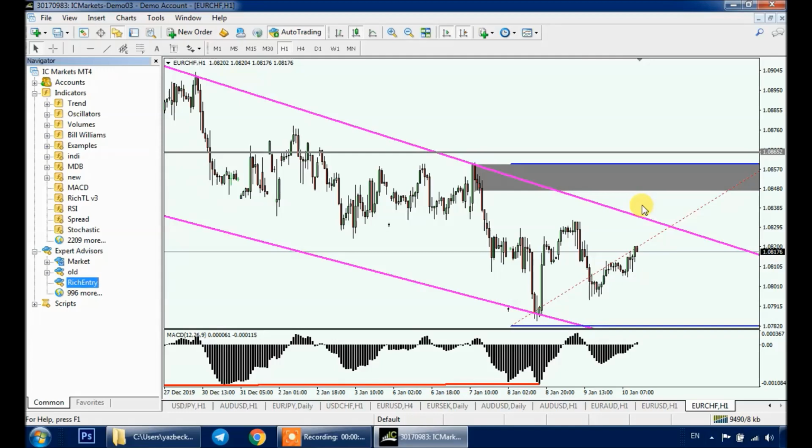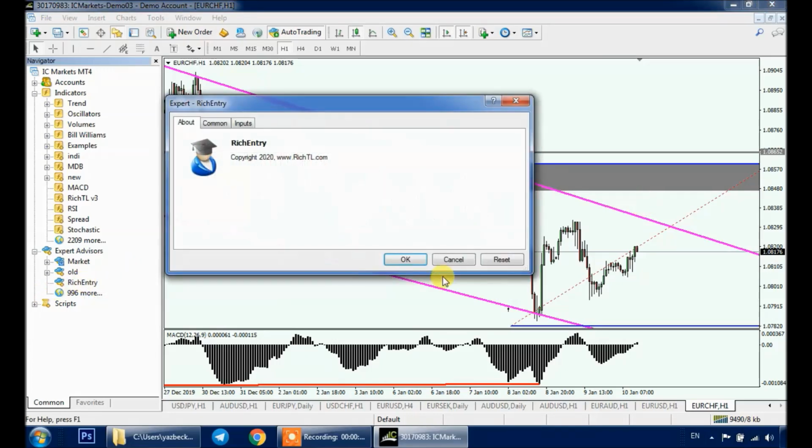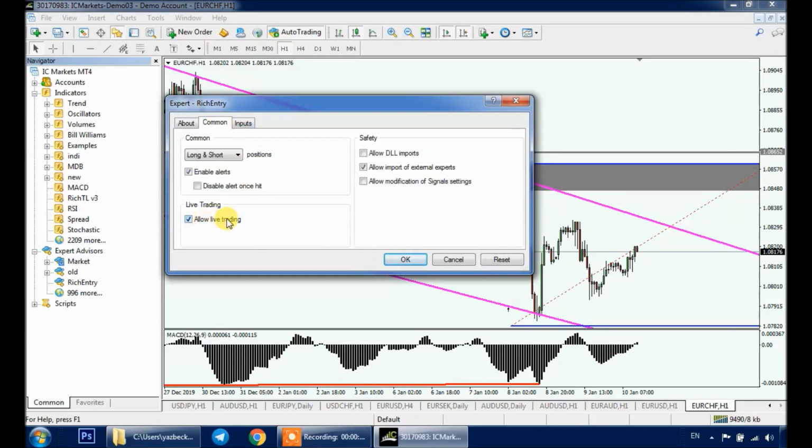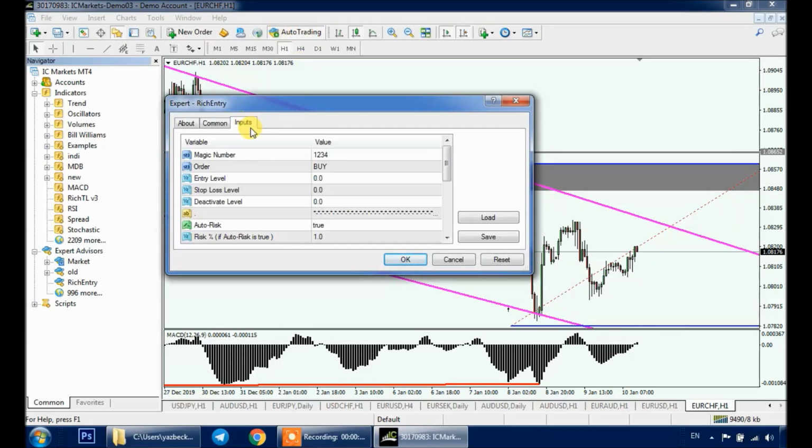To attach RichEntry to your chart, you can double click on it or simply drag and drop it. Make sure to have your allow live trading and auto trading ticked. Here are all the inputs and features for RichEntry. We'll go over it one by one. First of all, we'll start with the magic number. Make sure to have a different and unique magic number every time you attach RichEntry to a new chart.